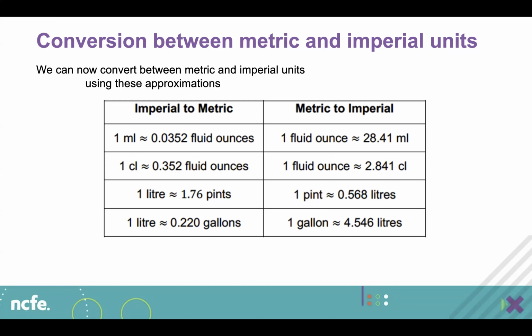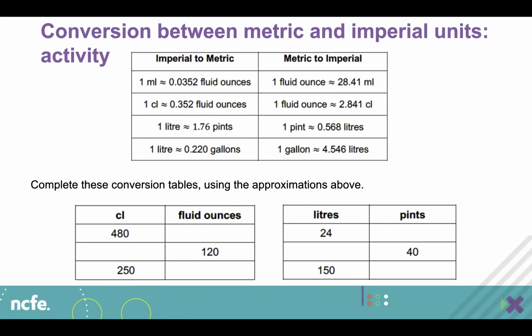1 fluid ounce is equal to 28.41 ml, 1 fluid ounce is equal to 2.841 cl, 1 pint is equal to 0.568 liters and 1 gallon is equal to 4.546 liters. So using this, complete the following table. Fluid ounces to centiliters.